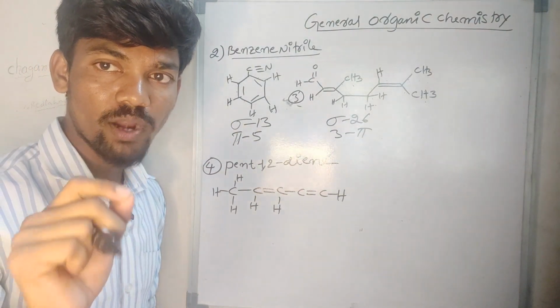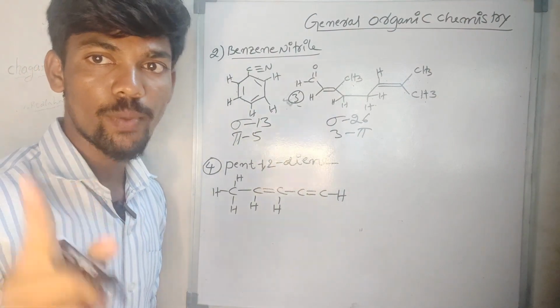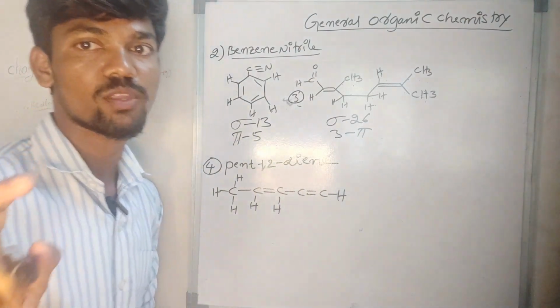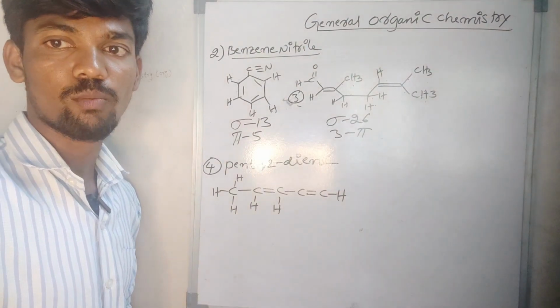Triple bond has one sigma, two pi bonds. You have to remember this much only. So, coming to the next point, next compound.